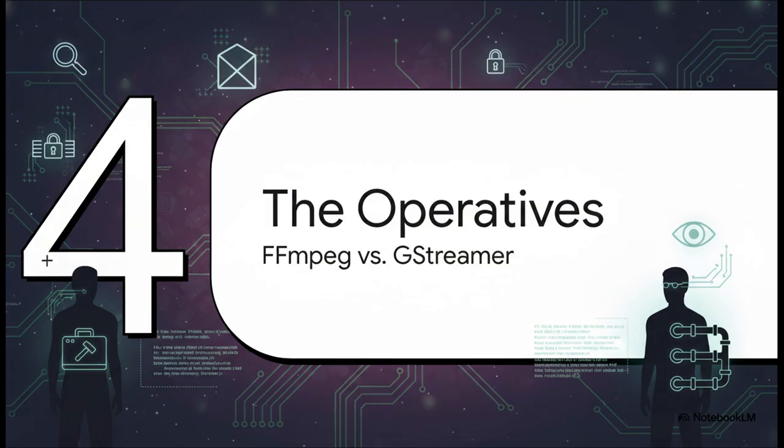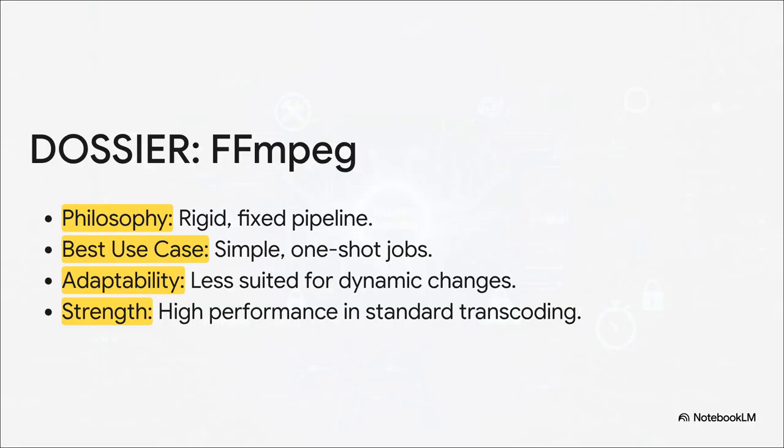And these are not just command line tools, no way. Think of them as specialists with totally different philosophies, each one perfectly suited for a different kind of mission. First up, FFmpeg. This operative is an absolute powerhouse of transcoding. Its whole philosophy is built around a rigid, fixed pipeline. You tell it exactly what the mission is up front, and it executes with just incredible efficiency. It's perfect for those simple, one-shot jobs where you know exactly what you need from start to finish. Predictable work is its specialty.